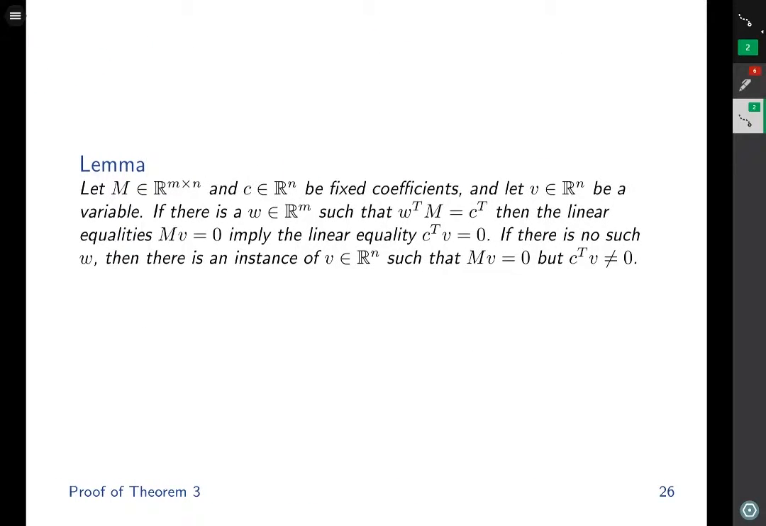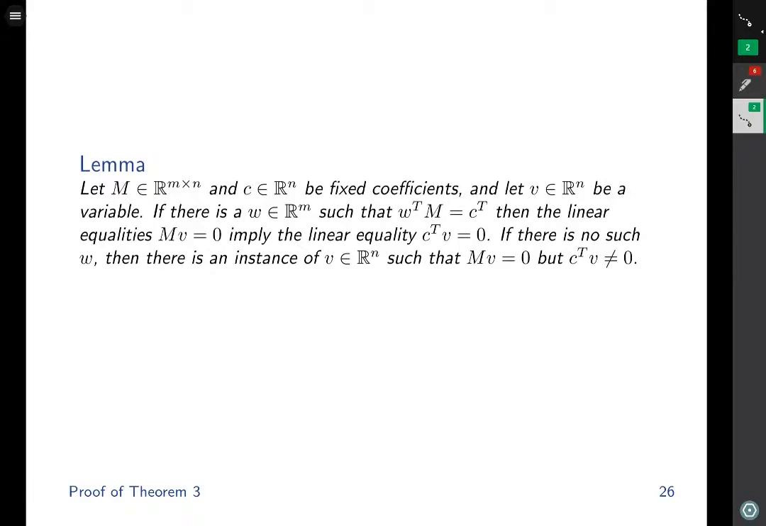Now let's quickly review this lemma which we had used for Theorem 1. Let M and C, a matrix and a vector, represent fixed coefficients, and let V be a vector of variables. If there is a W such that W transpose M is C transpose, in other words, if we can represent C transpose as a linear combination of the rows of M, then the linear equalities MV equals 0 imply the linear equality C transpose V equals 0.